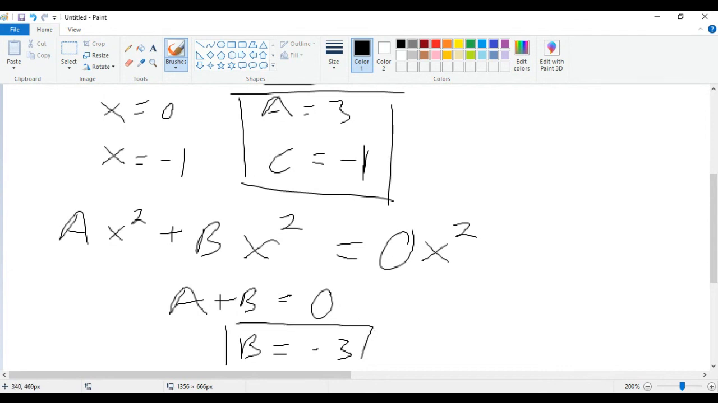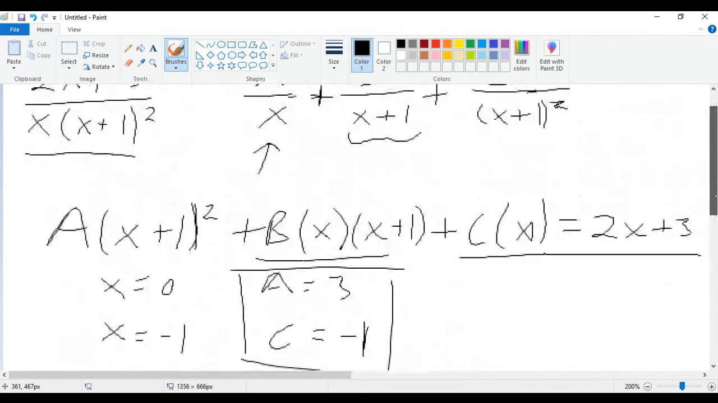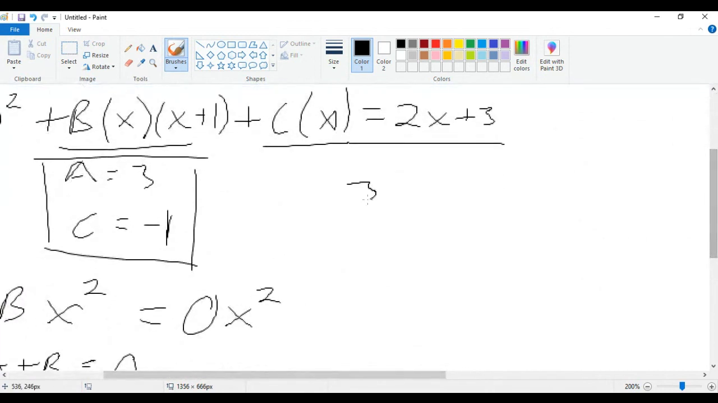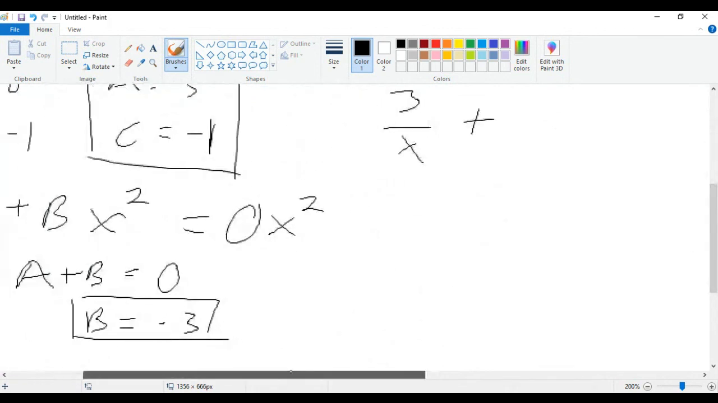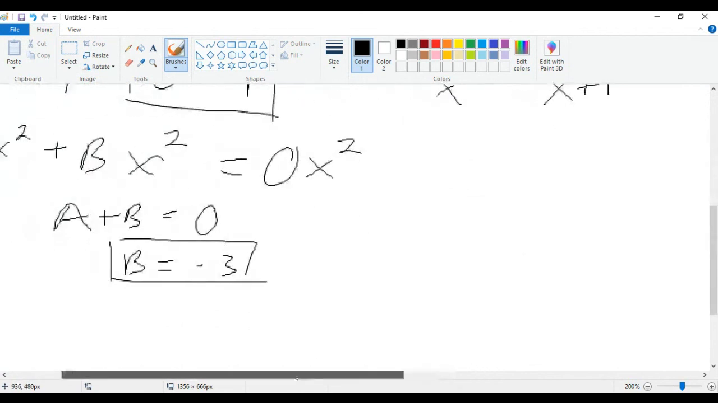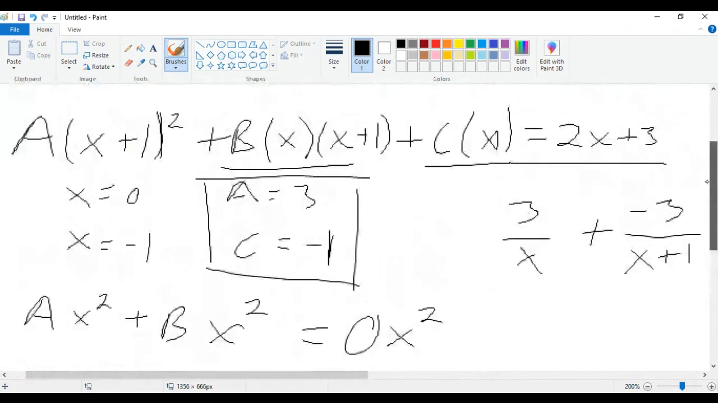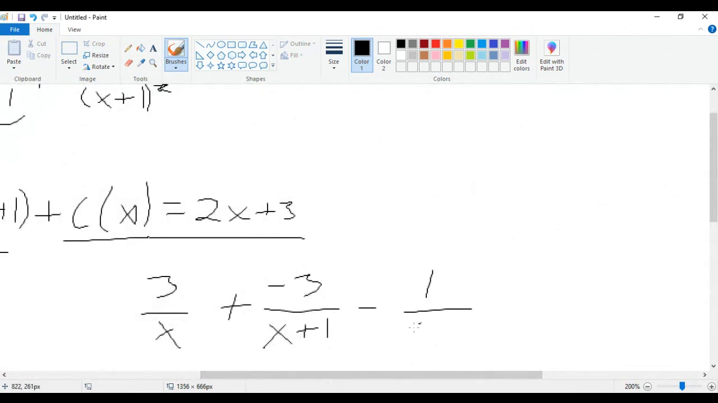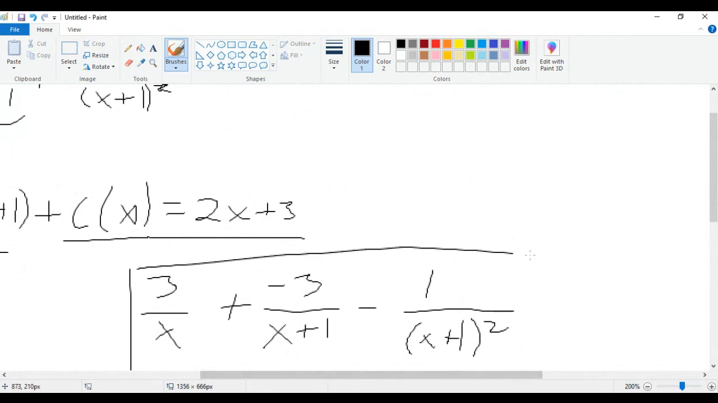So we just take this and write it out. And our final answer, since a was 3, we end up with 3 over x plus, b was equal to negative 3, negative 3 over x plus 1. And lastly, c was equal to negative 1 as well. So minus 1 over x plus 1 squared is our answer. Any questions?